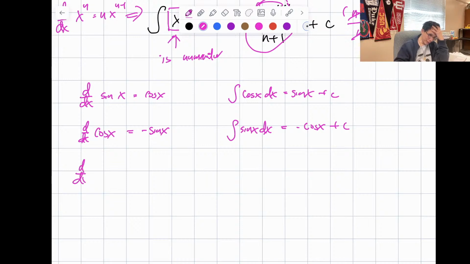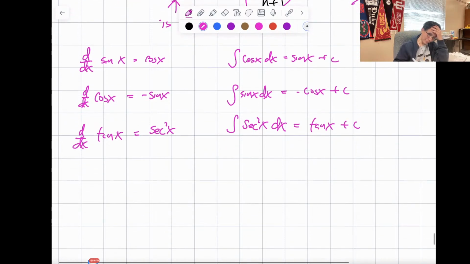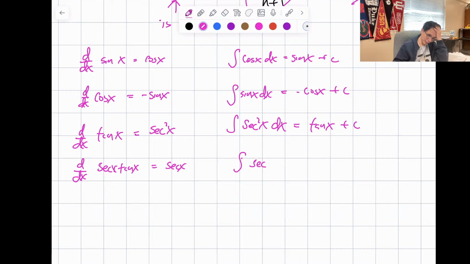Now, if I take a derivative of tangent of x, it is equal to what? So that's going to be the integration of secant squared of x dx is equal to what? Now realize that there was something missing. The derivative with respect to x of secant of x is secant of x tan of x. So the integration of secant of x tan of x is equal to secant of x plus c.